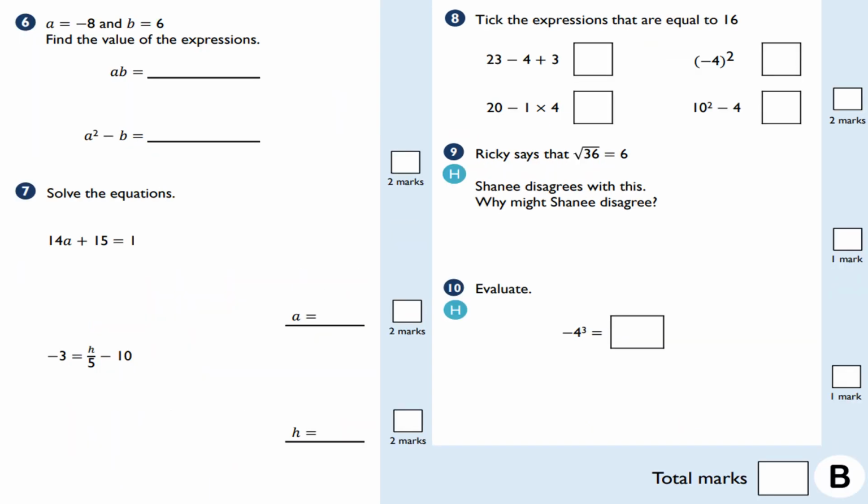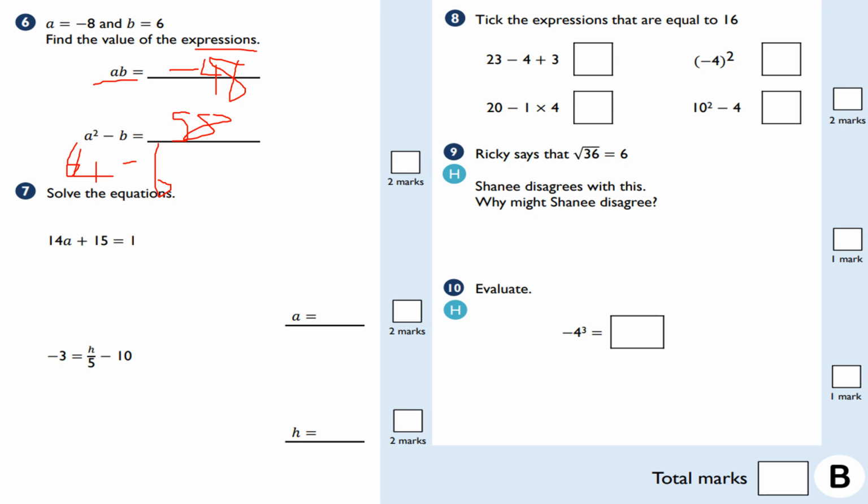This is question number 6. If a is equal to minus 8 and b is equal to 6, find the value of these expressions. ab means a times b, so minus 8 times 6 is negative 48. a squared take away b, so negative 8 all squared goes to 64. Take away the 6, 64 take away the 6, guys, is equal to 58.